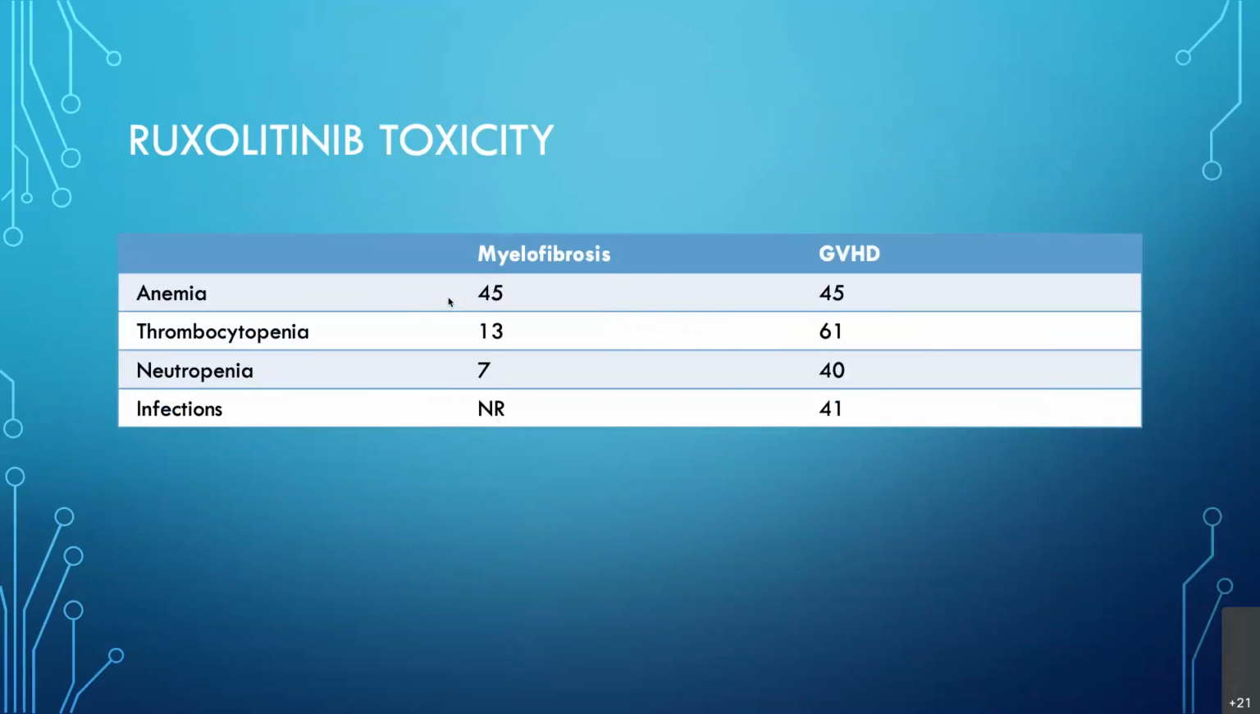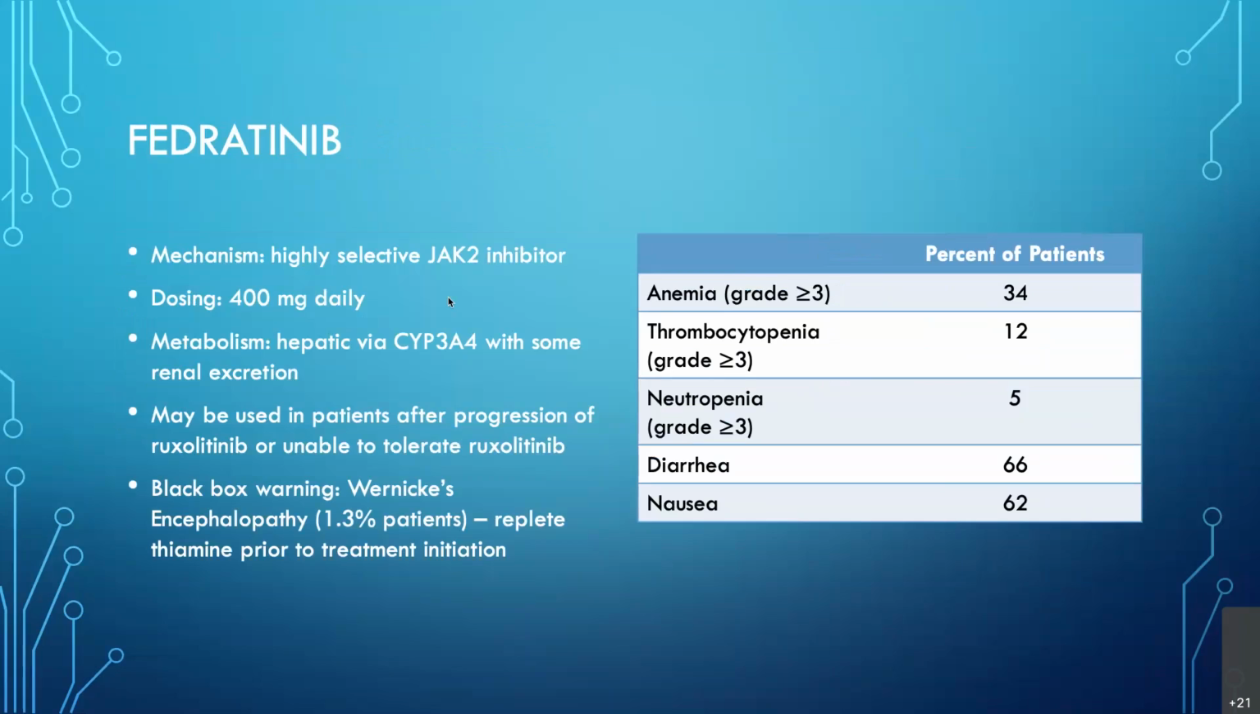In terms of toxicity, the chief one that we see is really going to be bone marrow suppression, which you can see across the board here. Thrombocytopenia especially can be challenging to deal with in myelofibrosis. And then just keeping in mind, this is an immune suppressive agent, so it definitely does make patients more susceptible to infections. Fedratinib is our highly selective JAK2 inhibitor given once daily.